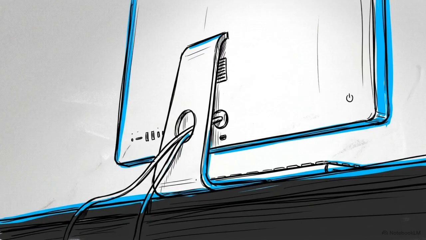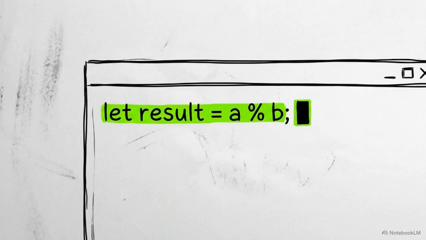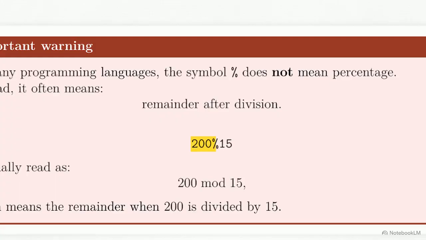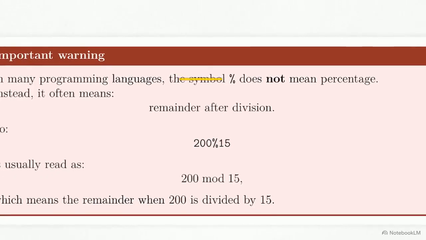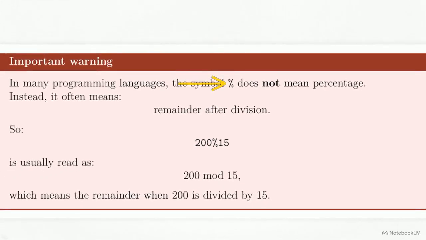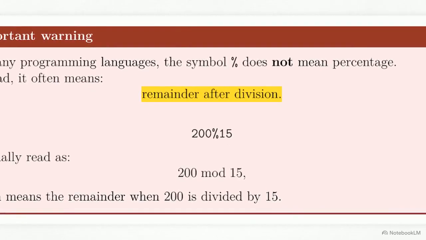But look what happens when we move from a classroom to a computer screen. In a programming language, you might see the expression 200, percent sign, 15. If you read this as 200% of 15, the math won't make sense. As this warning shows, coders use this symbol as a remainder command. It has a specific job, finding what's left over after division. Divide the first number by the second.